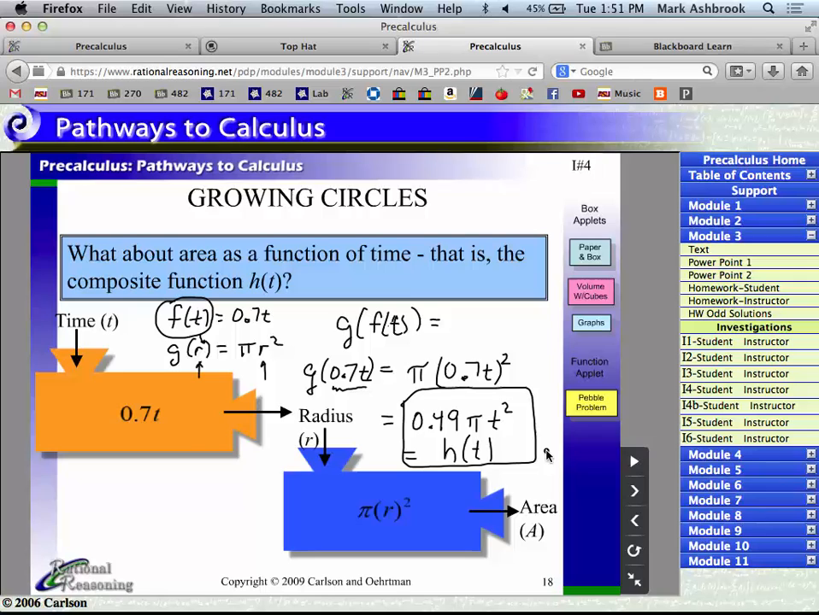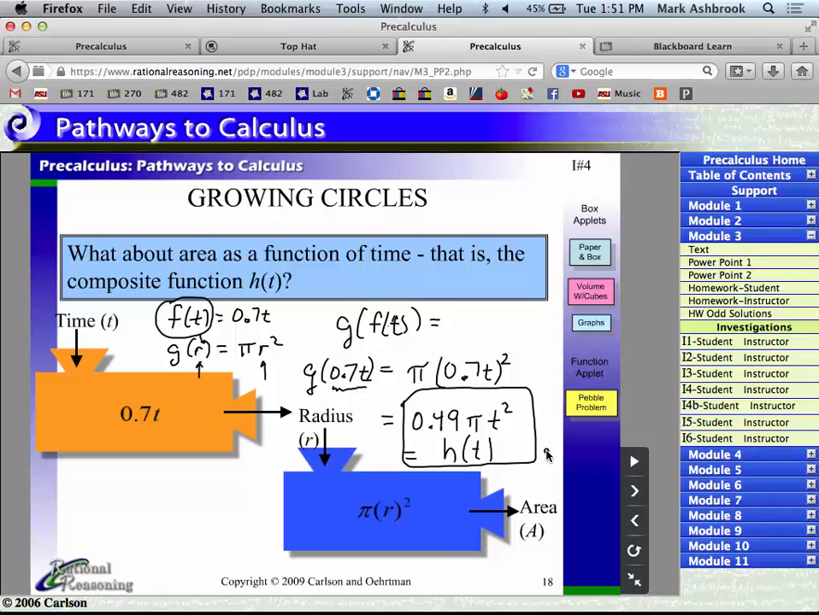Muhammad, what do you think? Okay. And then what's the output? Area of the radius. That's two different quantities. Okay. Make sure you're paying attention, okay?